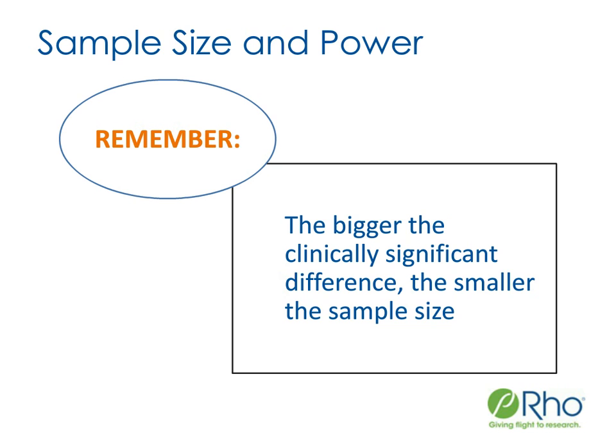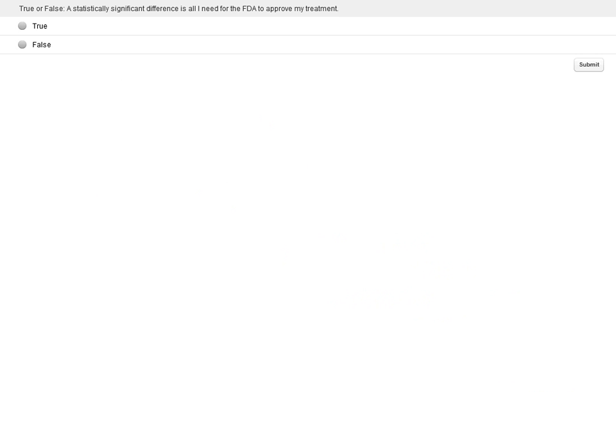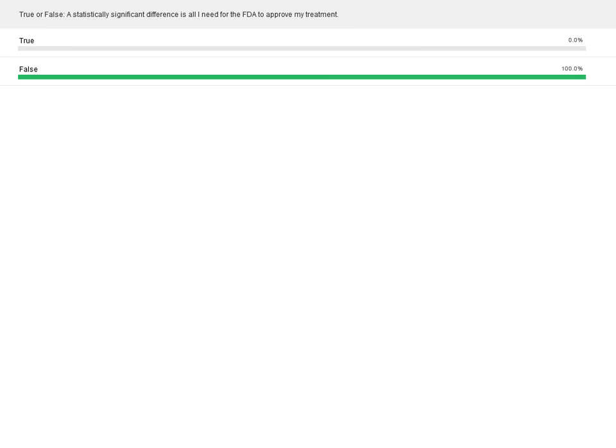Now for another pop quiz. Another true or false. A statistically significant difference is all I need for the FDA to approve my treatment. Oh, good, 100% correct. So this is, of course, false. You need to show not only that there are statistically significant results, but also the result is clinically significant.